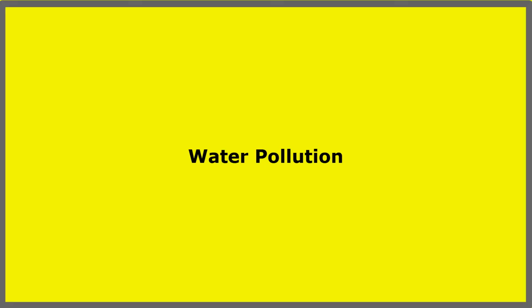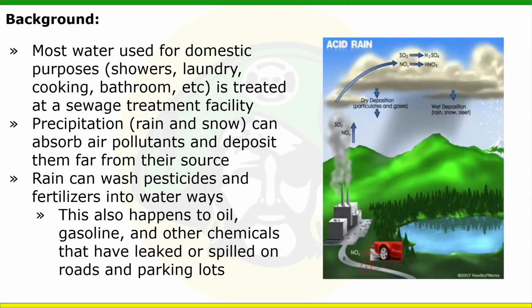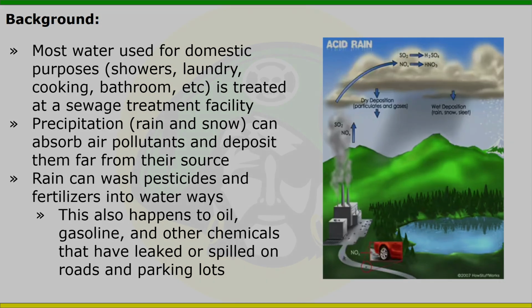So, water pollution. Background: most water used for domestic purposes like showering, laundry, cooking, bathroom, etc. is treated at a sewage treatment facility. Precipitation, which is rain and snow, can absorb air pollutants and deposit them far away from their source. Rain can wash pesticides and fertilizers into waterways. This also happens to oil, gasoline, and other chemicals that have leaked or spilled on roads and parking lots.